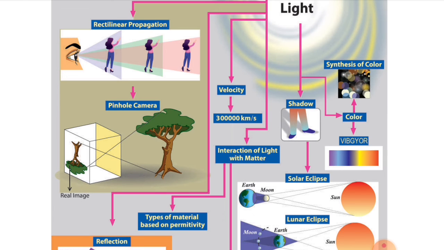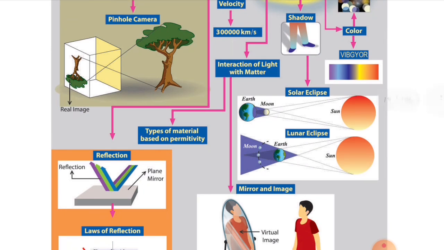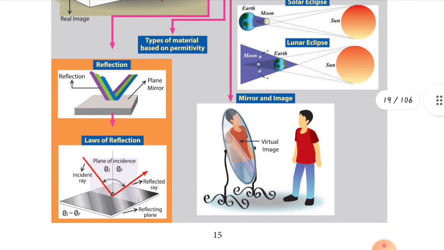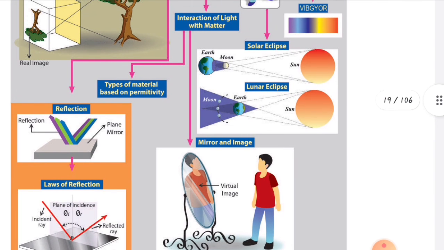Virtual images are also formed. And you see the reflection of light rays, children: smooth reflection and rough reflection. These are the laws of reflection, children: the angle of incidence and the reflected ray. The angle of reflection is always equal to the angle of incidence, angle i is equal to angle r. And the solar eclipse, the two types of eclipse, children: solar eclipse and lunar eclipse. And the last one is what? Mirror, and the images also formed.